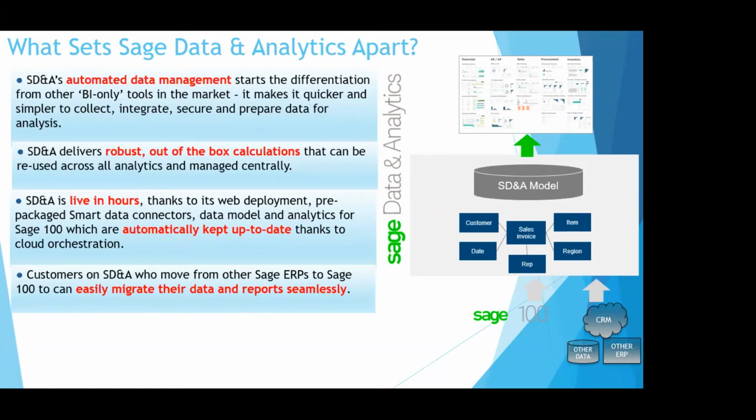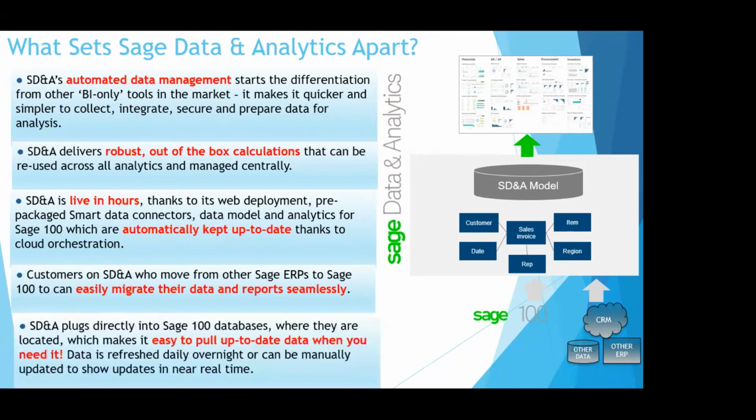When you move from other ERPs, you can migrate your data and reports seamlessly. I think I talked about that, from the Sage 50 scenario. And then it plugs directly into the Sage 100 database. It makes it easy for you to pull up-to-date data when you need it. There's refreshing overnight, or it could be manually refreshed. You can set schedules to show updates in near real time.